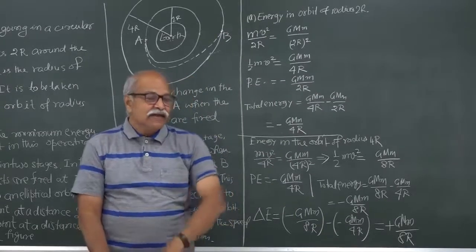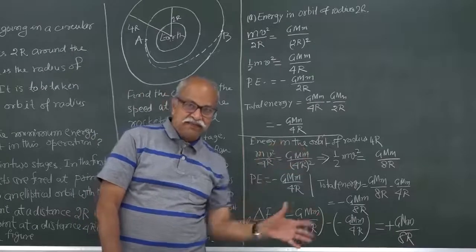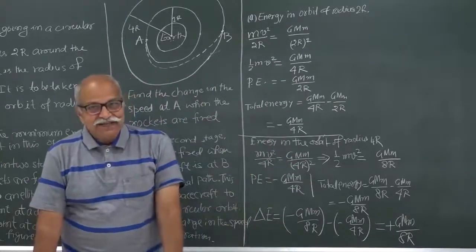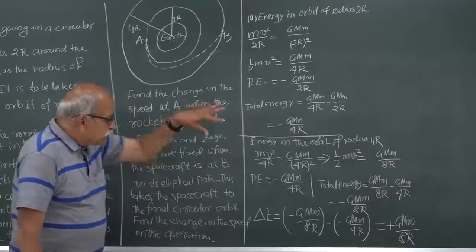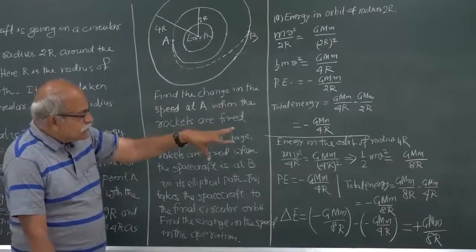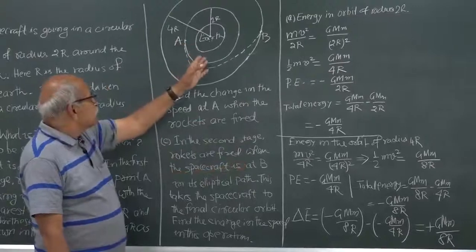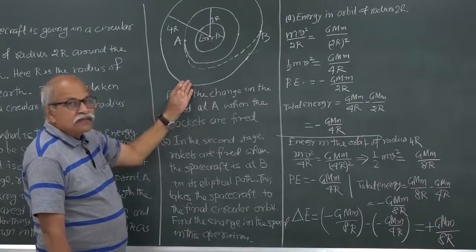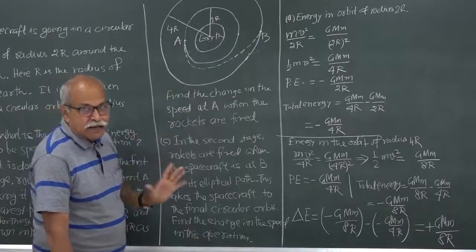That much energy has to be supplied to the spacecraft, and if there are some other forms of energy wasted, then that will be more, but at minimum this energy is to be spent if you want to take this spacecraft from this orbit to this orbit. So, that is part A.